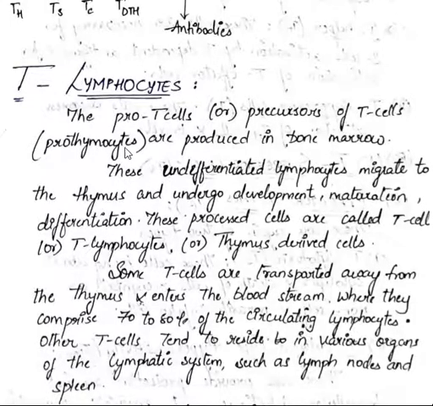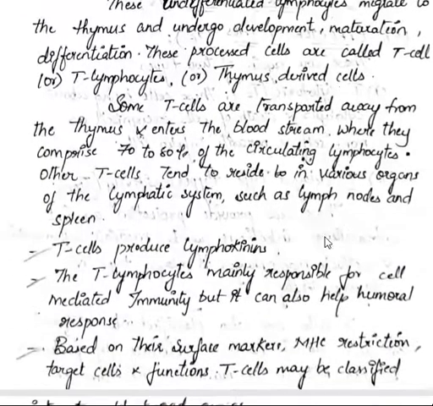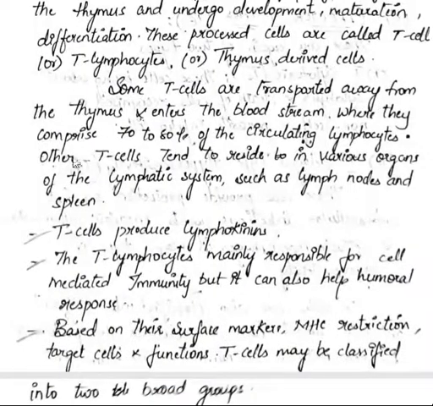They are undifferentiated. But these prothymocytes, once they enter the thymus organ, undergo differentiation, that means development occurs, then maturation occurs, then differentiation also occurs. And now these differentiated, developed, matured lymphocytes are going to be called T lymphocytes or T cells, or thymus derived cells. Okay. Now some T cells are transported away from the thymus and enter the bloodstream, where they comprise about 70 to 80% of the circulating lymphocytes.